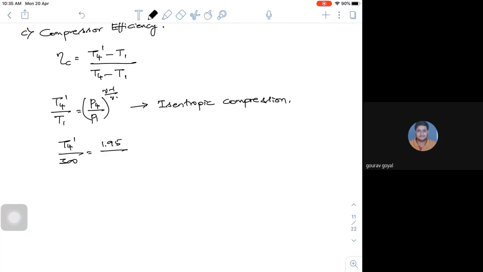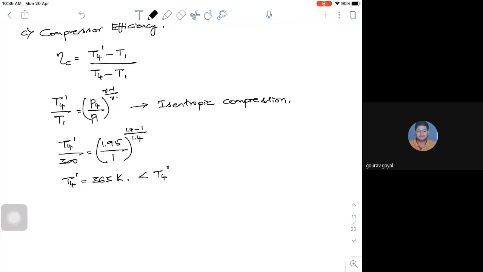divided by, what is my P1? It is 1. So 10 to the power of 5 just cancels out if I substitute the unit of Newton per meter square. 1.4 minus 1 divided by 1.4. So 1.95 to the power of 0.4 by 1.4 into 300. I am getting T4 dash is equal to 363 Kelvin, which is less than T4 double dash.